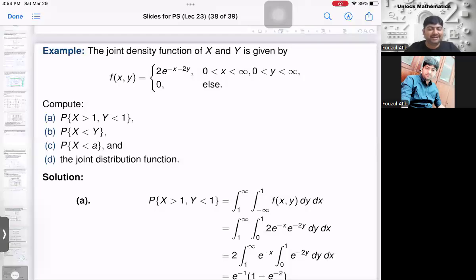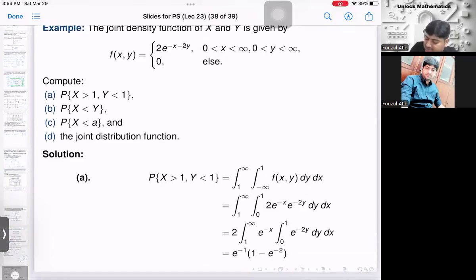Hello everyone. In the previous lecture, we were discussing the joint probability distribution, and we were solving this example where the joint density function is given and you have to find some probabilities. We have already solved P of x greater than 1 and y less than 2. Three more things we have. Let us do the other ones also. So what is that probability?